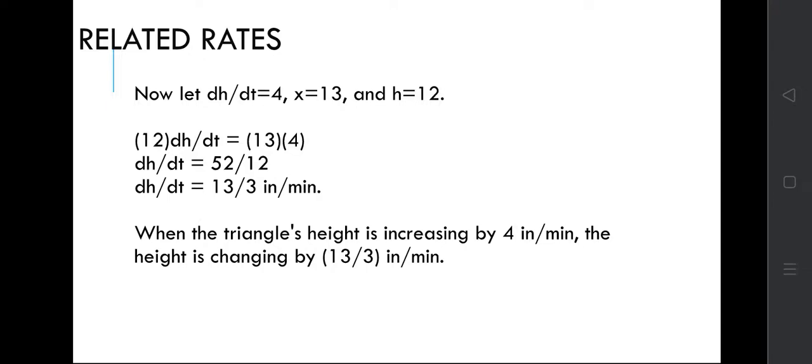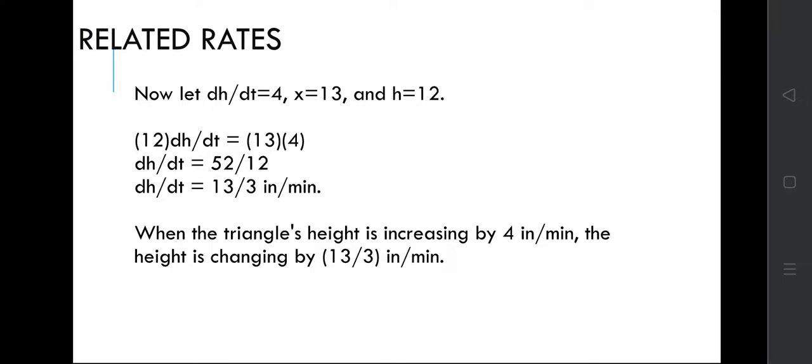Now, let dx over dt equal 4, x equals 13, and h equals 12. So, nakuha na natin yung given values. I-substitute lang natin para mahanap yung hinahanap, which is dh over dt. Now, ending with our answer, dh over dt equals 13 over 3 inches per minute. So, when the triangle's side is increasing by 4 inches per minute, the height is changing by 13 thirds inches per minute.